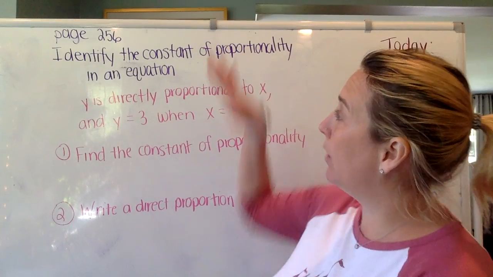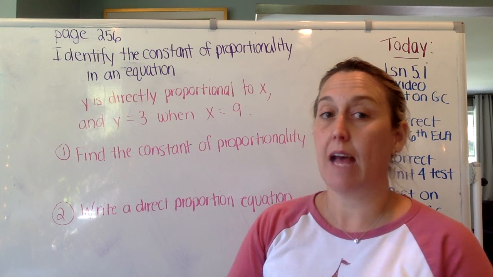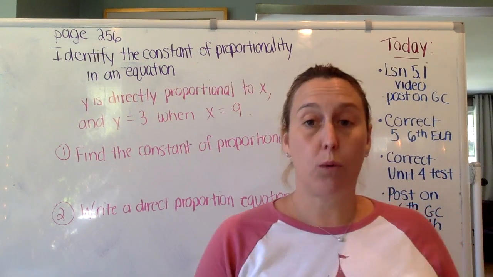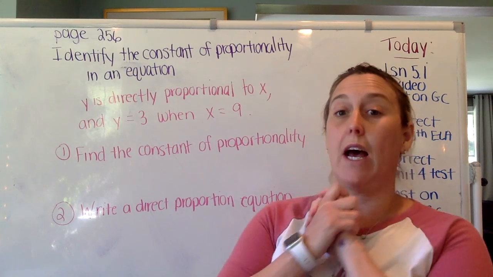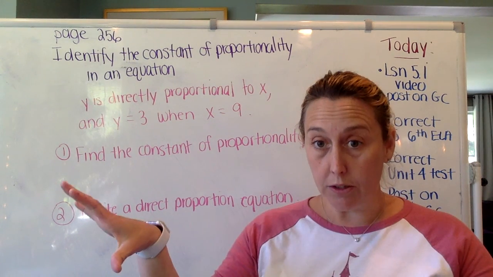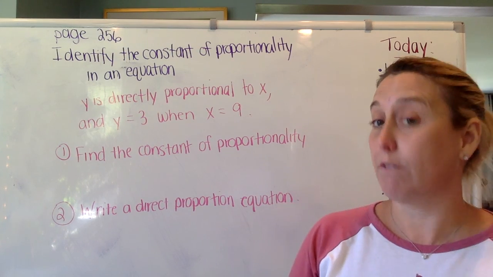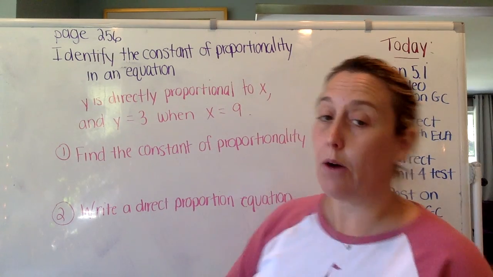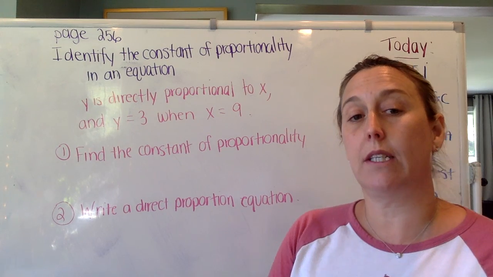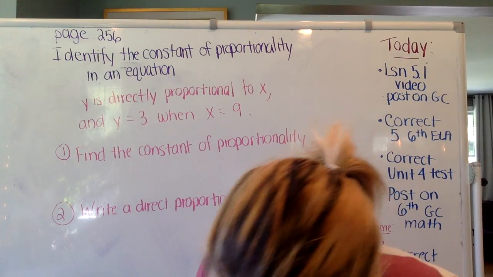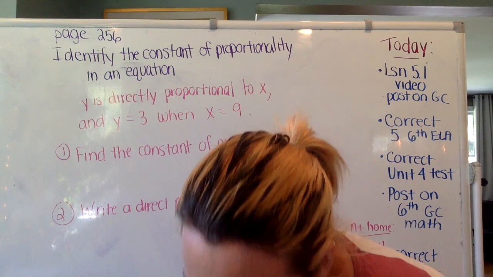Okay, so we are now on page 256. Identify the constant of proportionality in an equation. So we've looked at how you identify a constant in a table, right? We've looked at how you identify a constant in a verbal description, and now how you can identify a constant in an equation. So this is page 256, just the first example that they have.